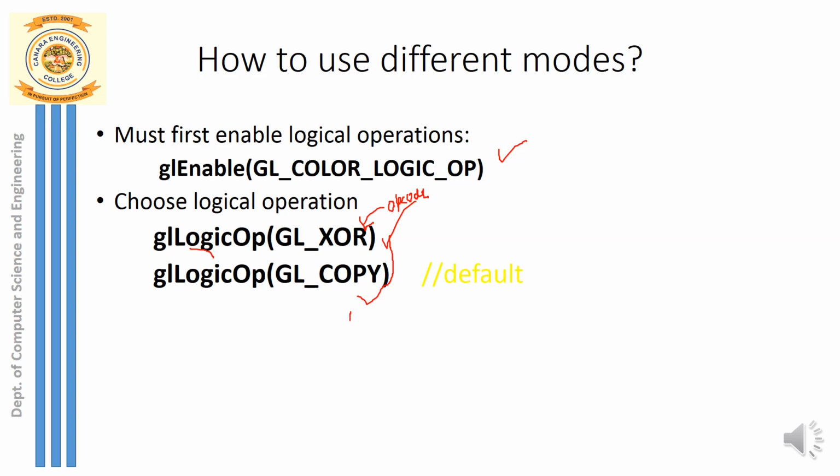We have GL_AND, GL_OR, GL_NAND, GL_NOOP, GL_SET. All these are the different opcodes that we have in OpenGL. Out of these, we will just see these two opcodes here, GL_XOR and GL_COPY. So what is this XOR? We will see this with the help of one small diagram.